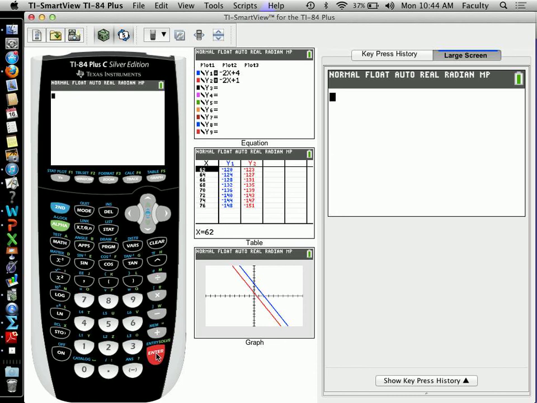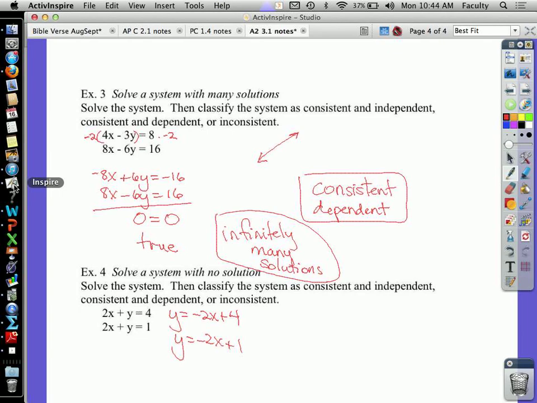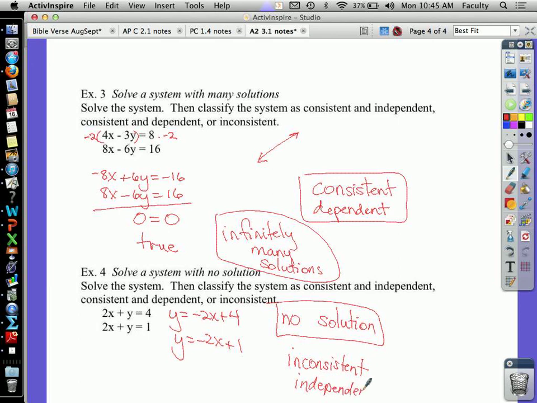So I wanted you to know that if it does that to you. So they're parallel. Parallel lines have no intersection, so there's no solution. That means it's inconsistent because there's two separate lines. They're independent.